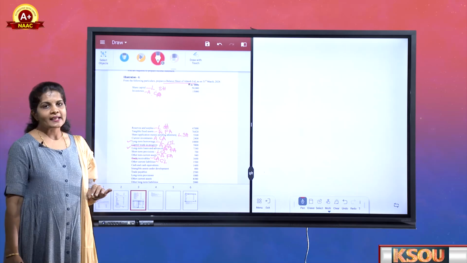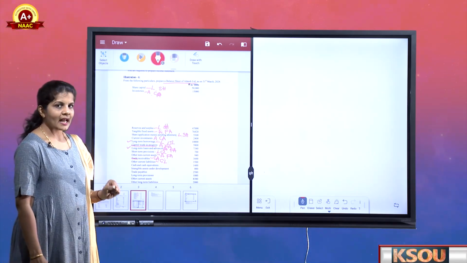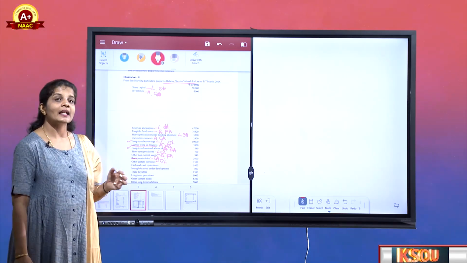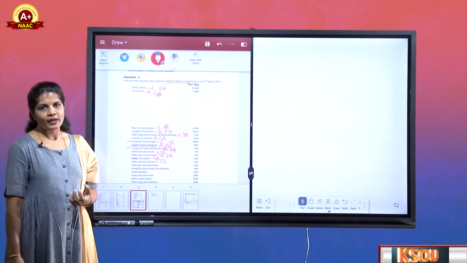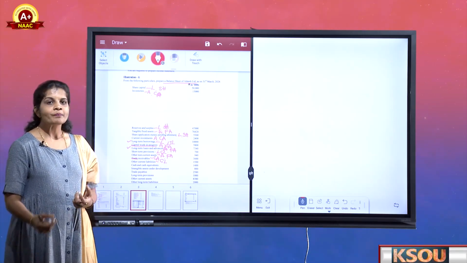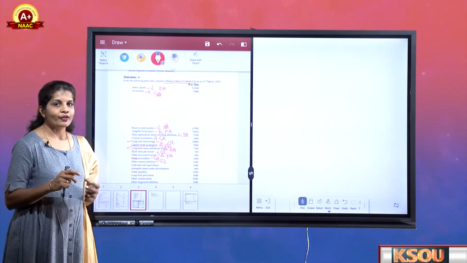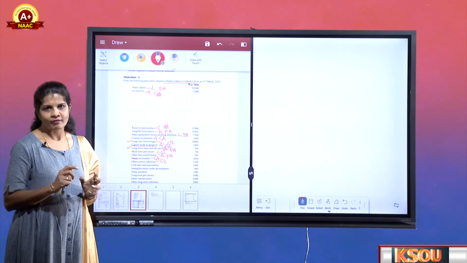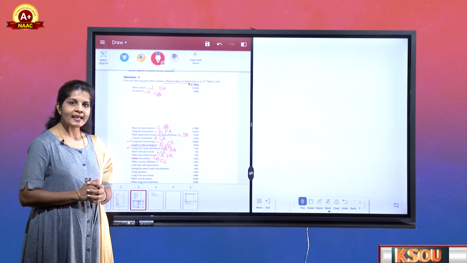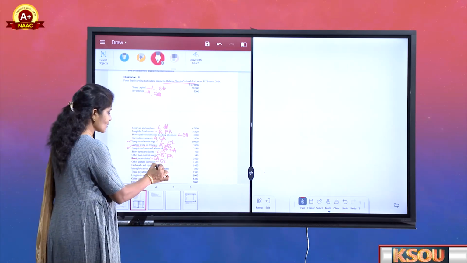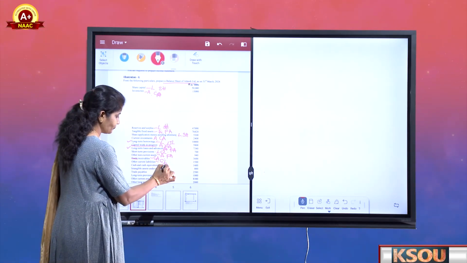Next, cash and cash equivalents. Always the cash and cash equivalents is a current asset. Whatever the cash and bank items or any marketable securities that can be converted into cash within one operating cycle, this is called cash and cash equivalents. This is always an item of current asset.